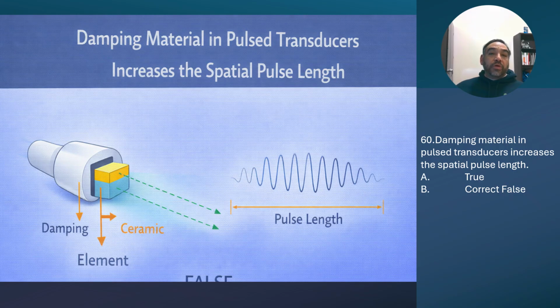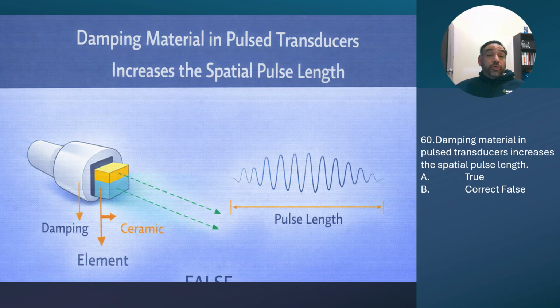So when damping is increased, the number of cycles per pulse decreases, pulse duration decreases, and spatial pulse length will also decrease. So damping actually shortens the spatial pulse length, so it doesn't increase it. Spatial pulse length, the SPL, is equal to the number of cycles times the wavelength. So think of heavy damping, fewer cycles, shorter SPL. And shorter SPL equals better axial resolution.